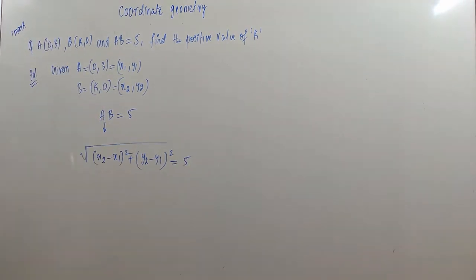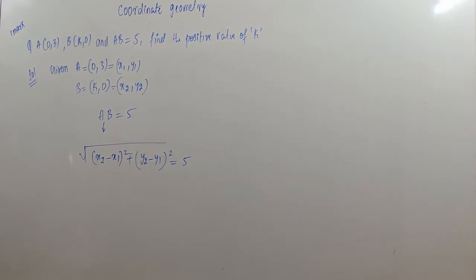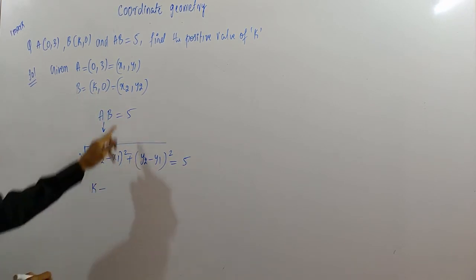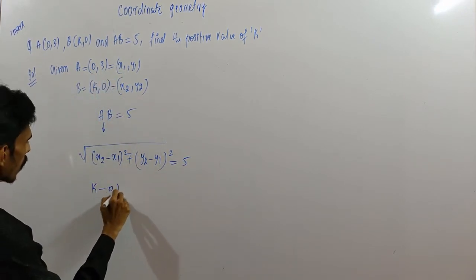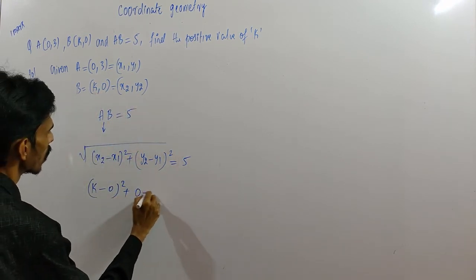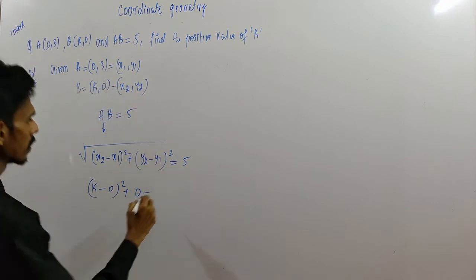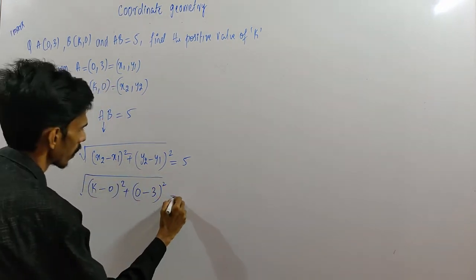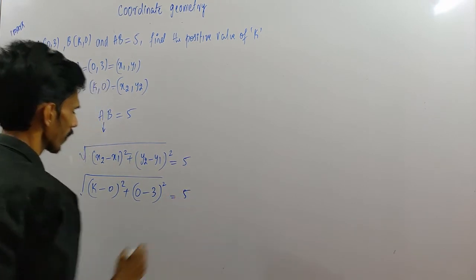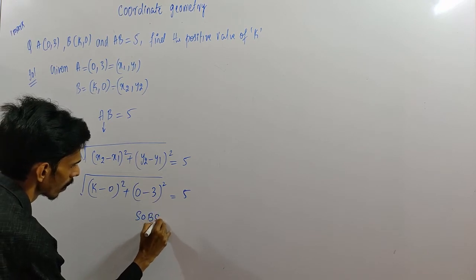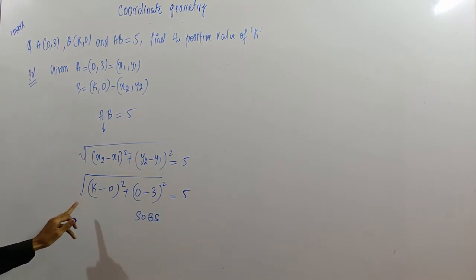Now put x2 value is k minus x1 value is 0 square plus y2 value is 0 minus y1 value is 3 under root. Here we have 5. Now squaring on both sides, this square root will get cancelled.